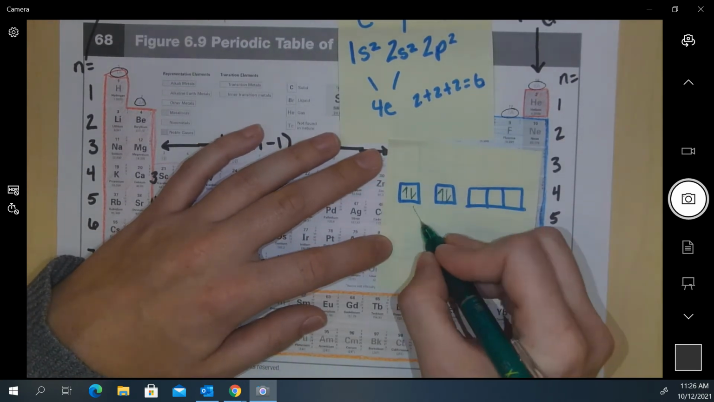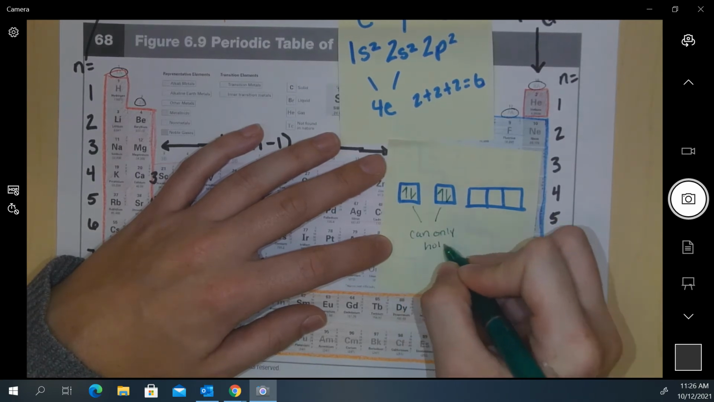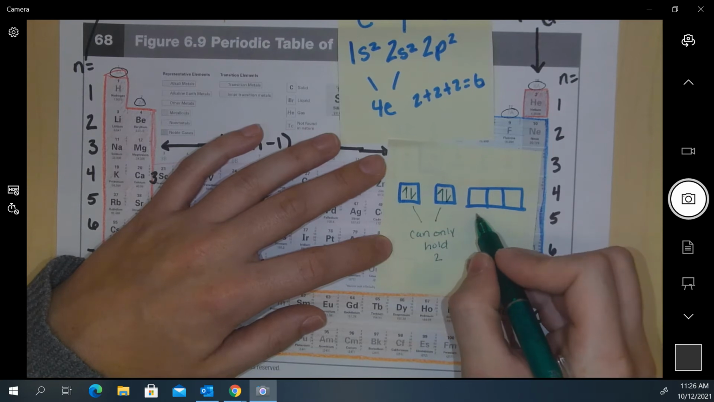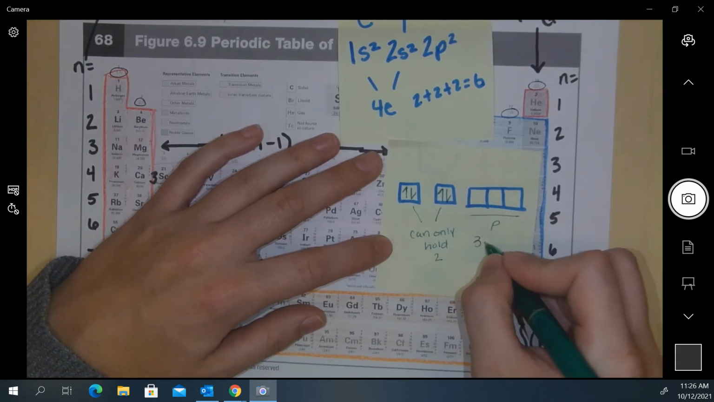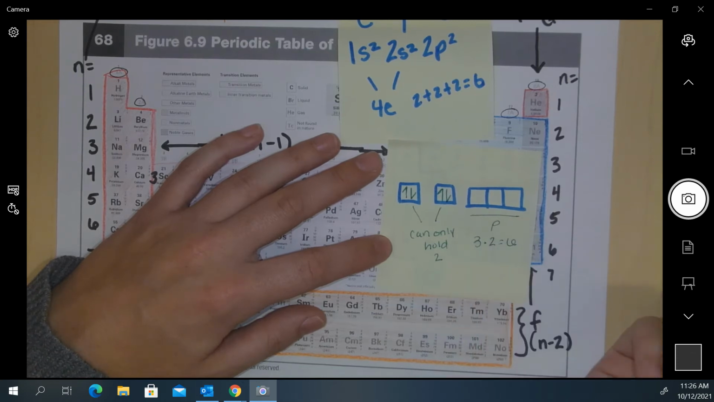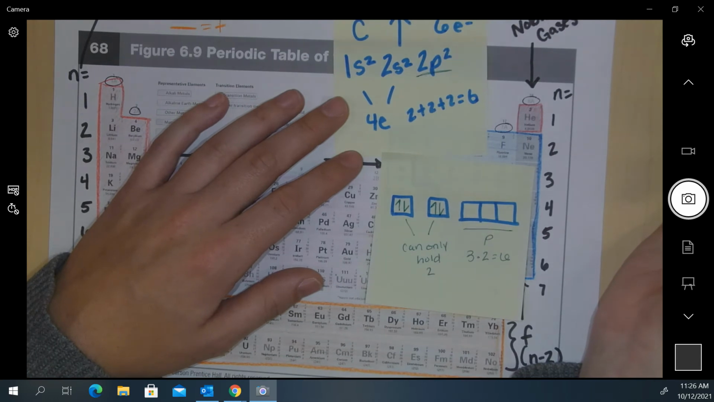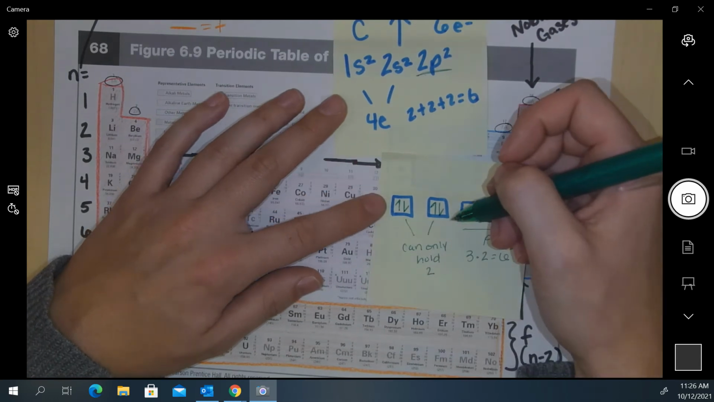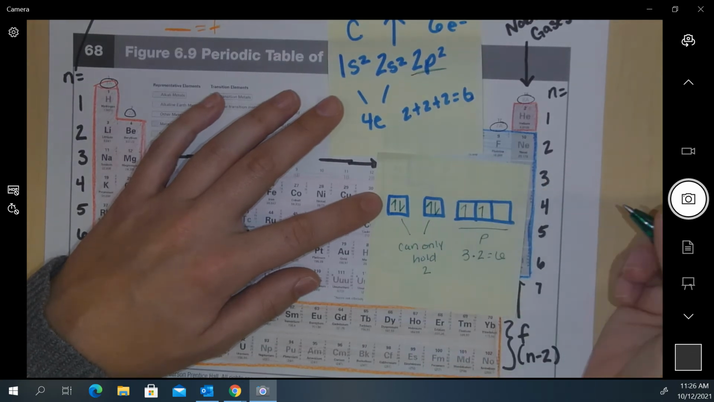Each of these boxes can only hold 2. So that's why for P, we need 3 boxes because 3 times 2 equals 6. We end at 2p2, so there's only 2 arrows that are going to go into our P boxes. So we're going to draw one up arrow and another up arrow.